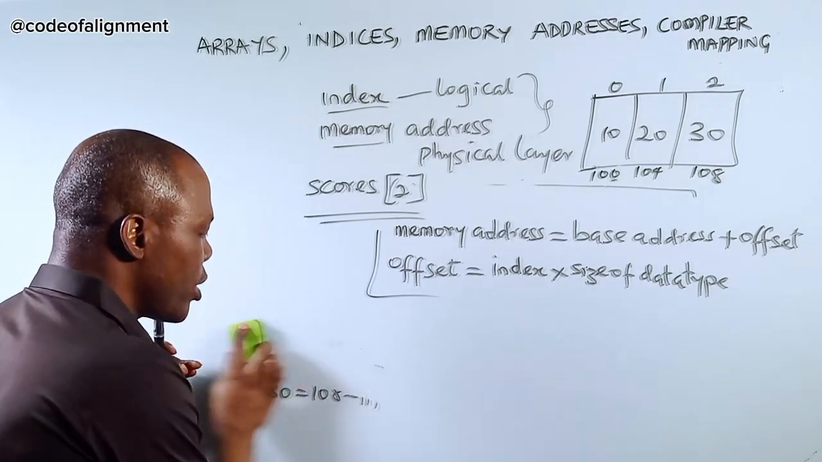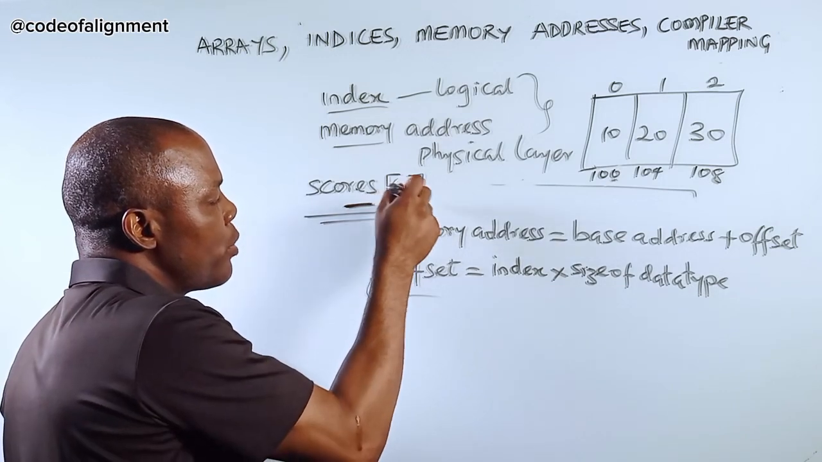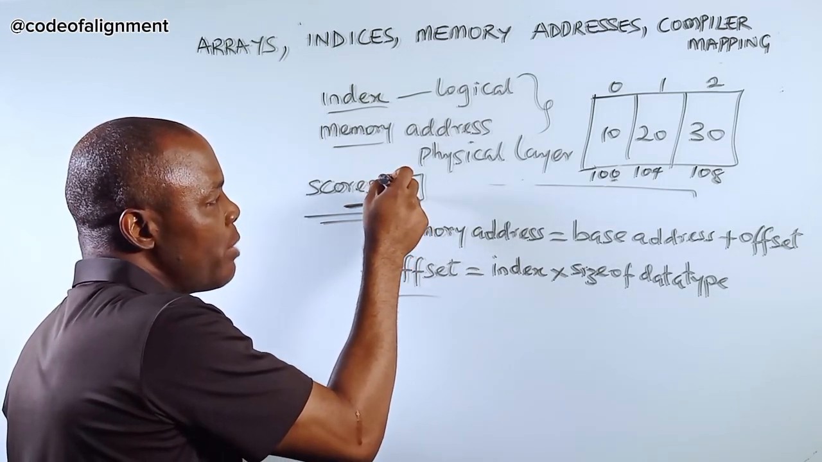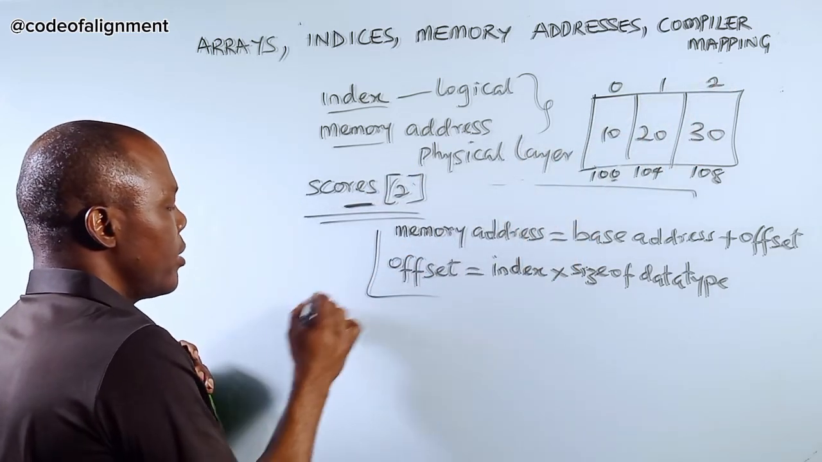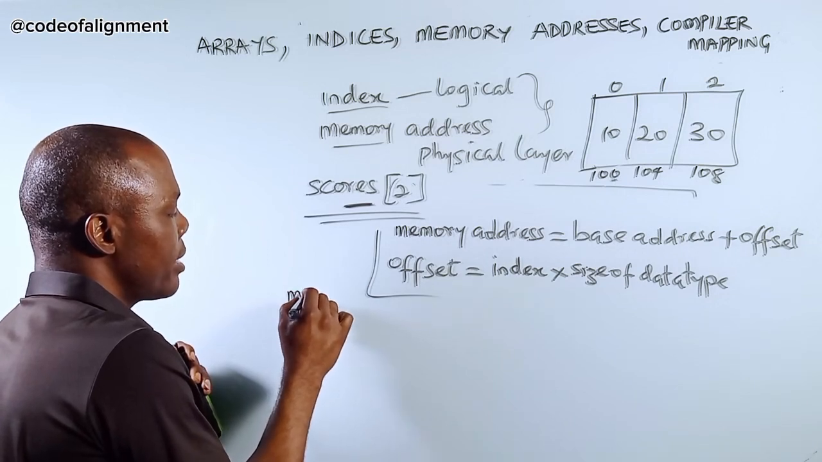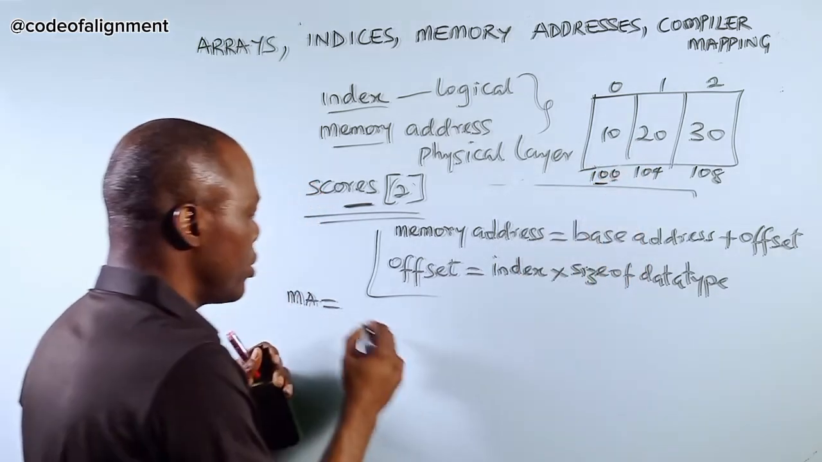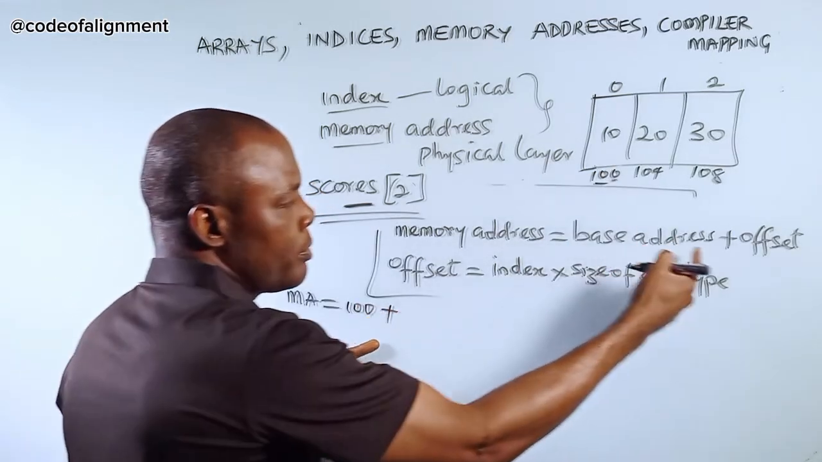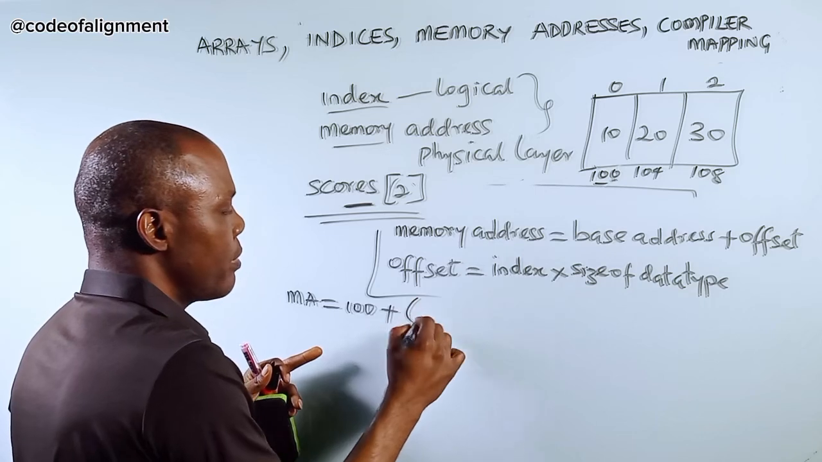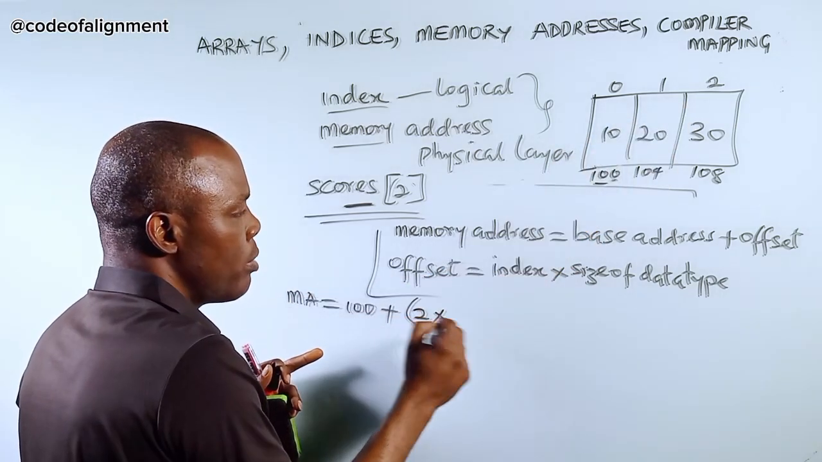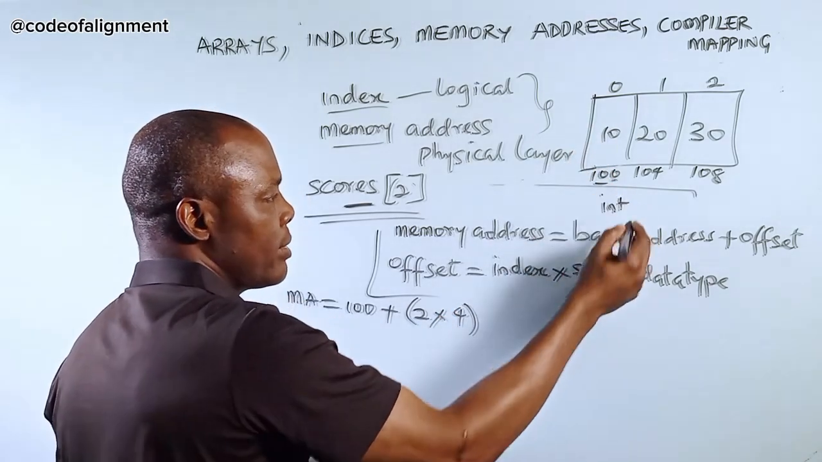So what the compiler does, when you ask the compiler to locate the actual memory address of the element in this index, which is the third element, is that the compiler will find memory address, MA, equals base address. The base address of this array is 100. 100 plus offset, which is index multiplied by size of data type. Index is 2, multiplied by size of data type, which is 4, meaning integer. Integer is 4 bytes, right?